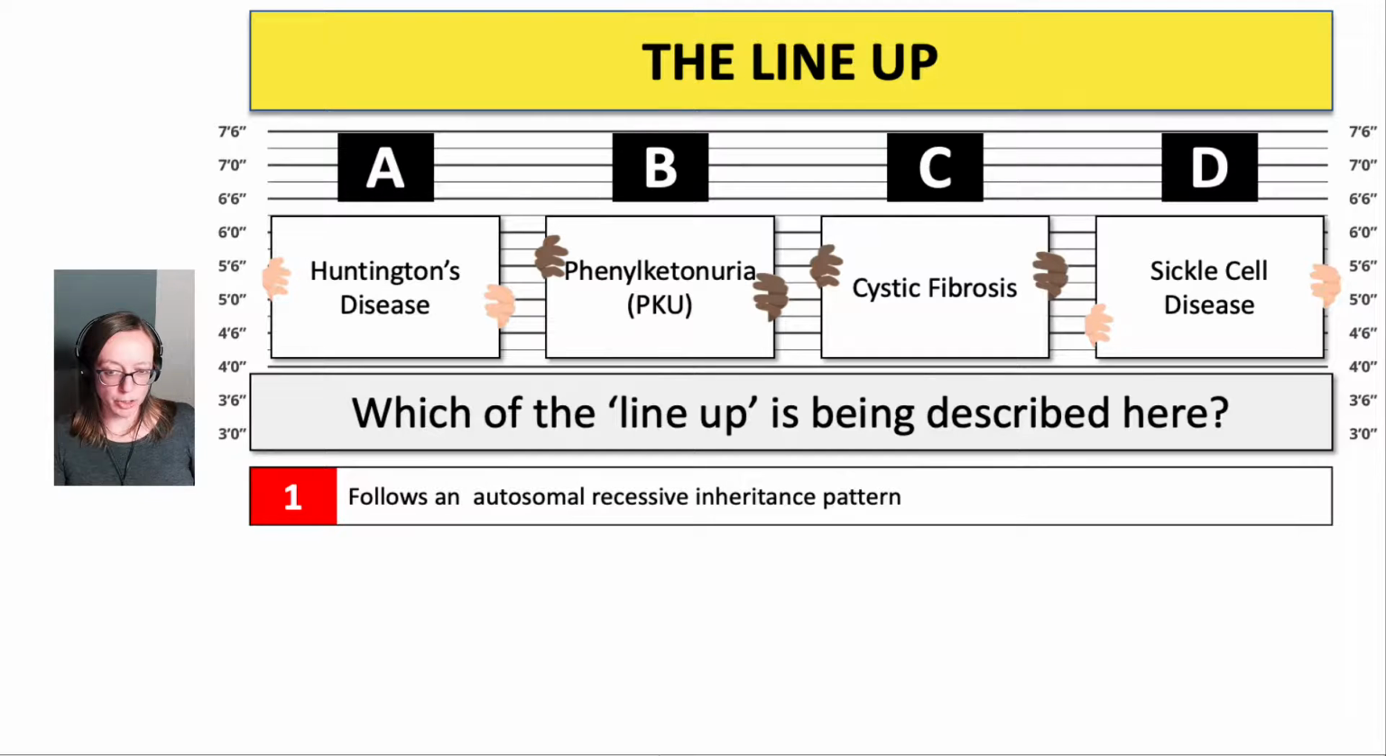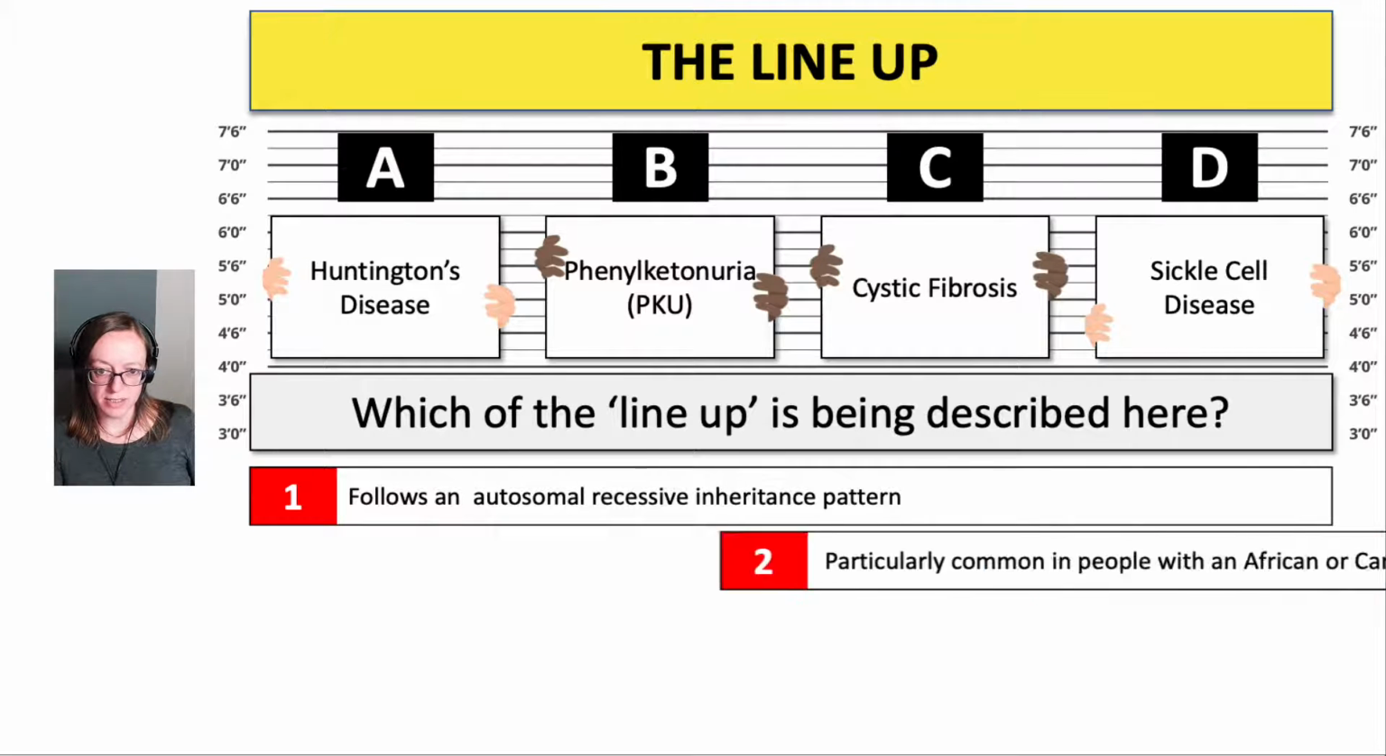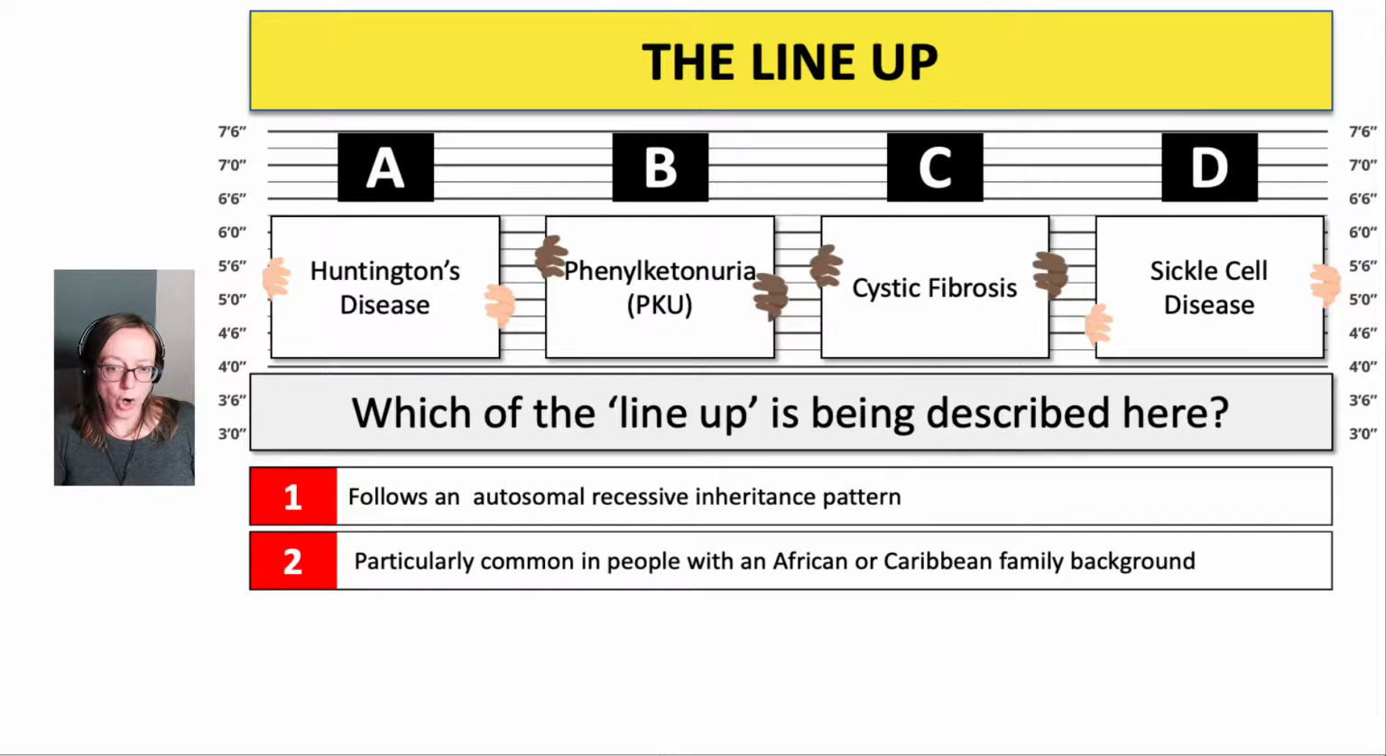I'm going to give you the next clue before I ask for any answers. Particularly common in people with an African or Caribbean family background. So from those two clues, would anyone like to answer? I think some of you should be able to get it at this point. I'll just give you a moment. Just aware we've still got a few to get through. We've only got 5 minutes left.